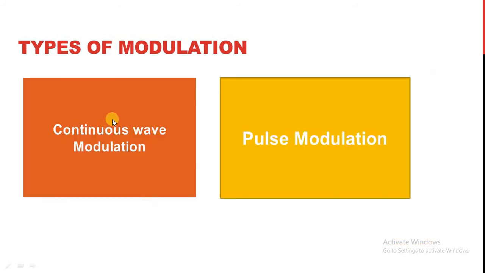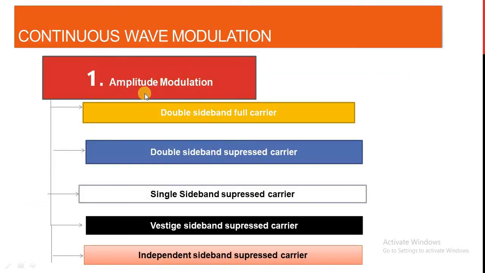Then we are going to discuss different types of modulation techniques. There are two types of modulation techniques available: continuous wave modulation and pulse modulation. Continuous wave modulation is further divided into amplitude modulation and angle modulation. Amplitude modulation is further divided into double sideband full carrier, double sideband suppressed carrier, single sideband suppressed carrier, vestigial sideband suppressed carrier, and independent sideband suppressed carrier.